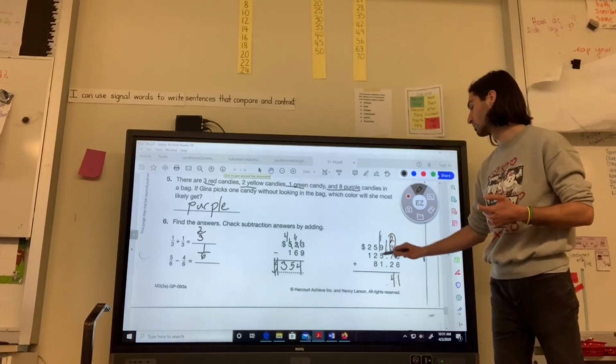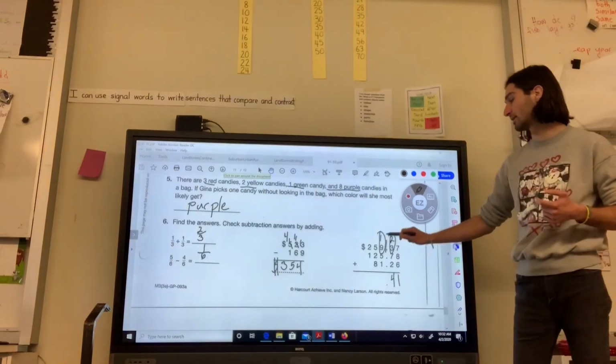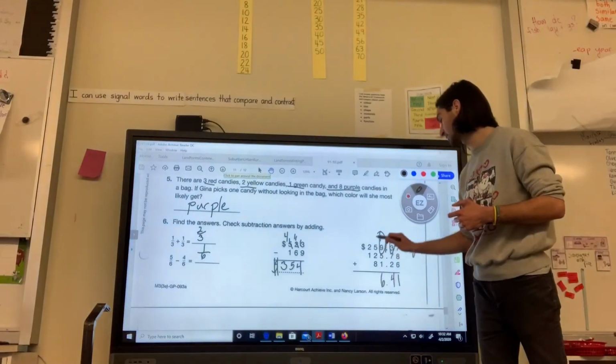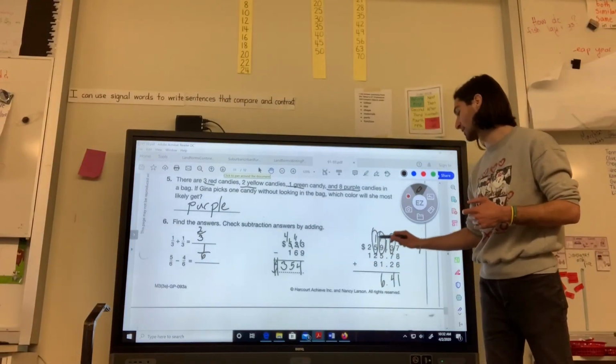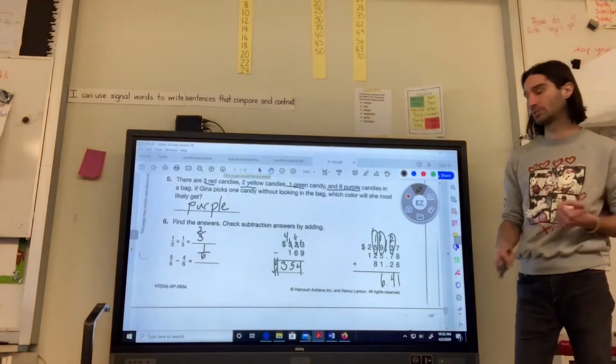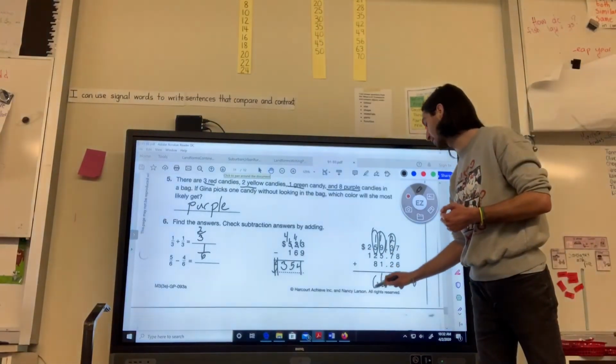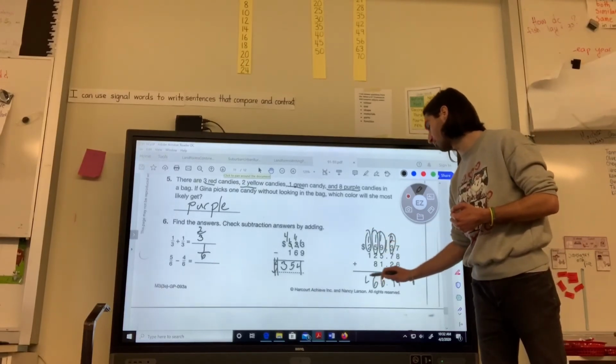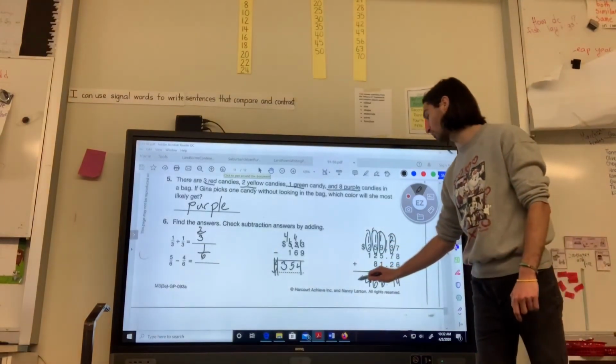Okay. 1 plus 9 is 10. 10 plus 5 is 15. 15 plus 1 is 16. Carry the 1. Now we have 6 plus 2, 8. 8 plus 8 is 16 again. Carry another 1. 1 plus 2 is 3. 3 plus 1 is 4. Grade 3s and 4s, do not forget your dollar sign.